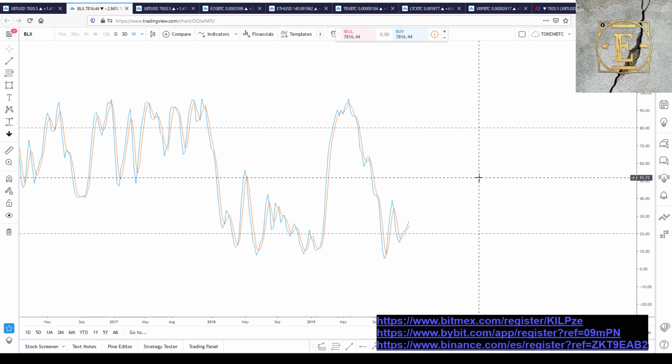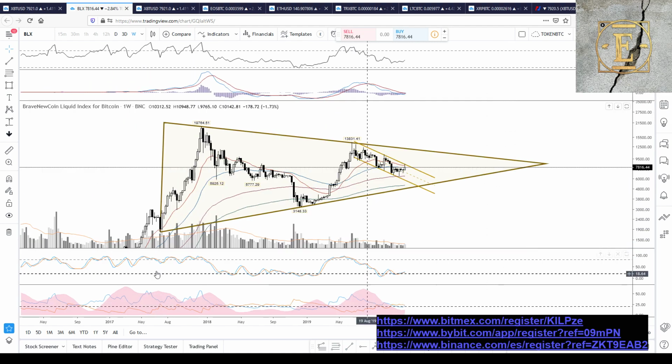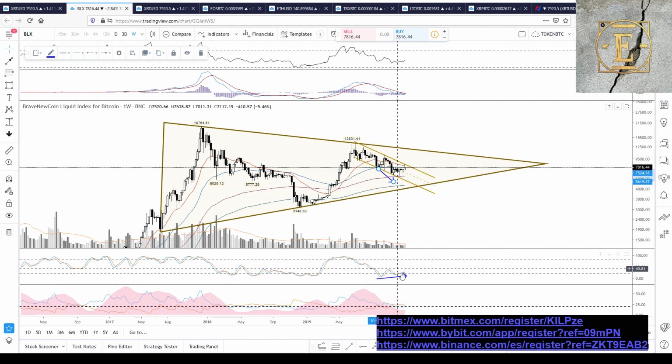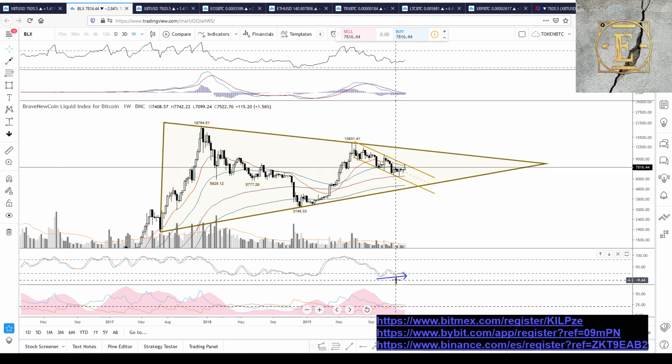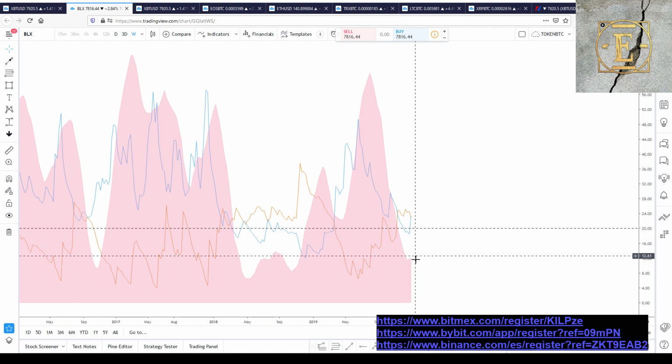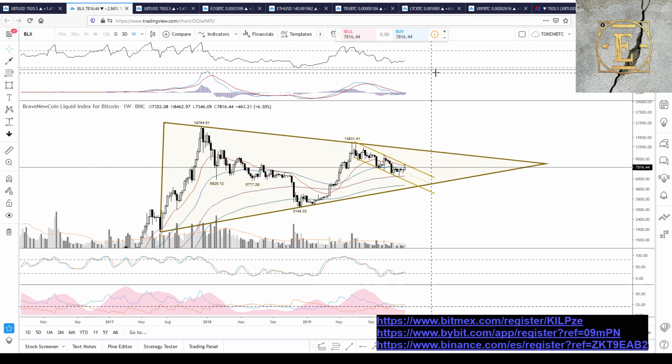Remember here we've got the bullish divergence with the stochastic. So this is good for bulls on the weekly, and ADX DI is crossing, but is not trending. Okay, so a good setup for bulls, but still it's too early to say.